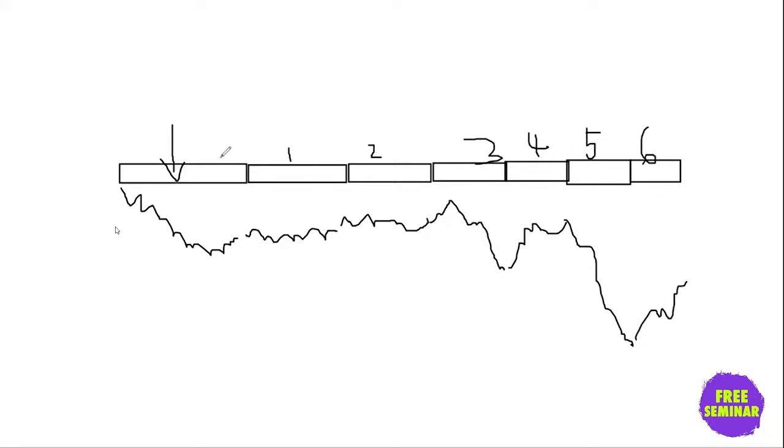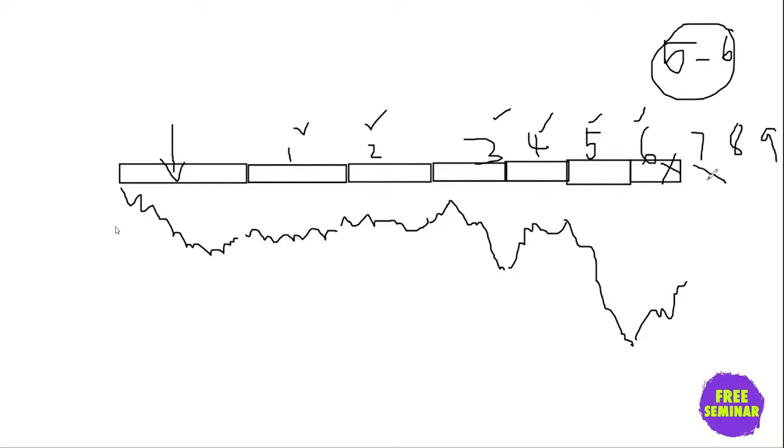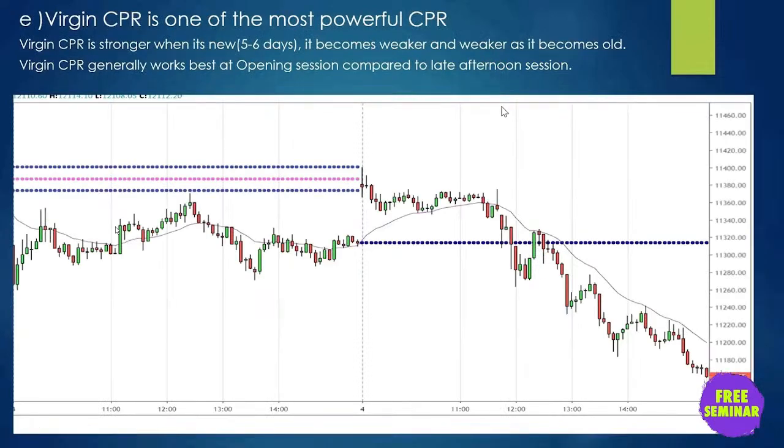Now how many days will you keep marking it? Day 1, day 2, day 3, day 4, day 5, day 6. Will you keep marking it forever, saying it is still valid? No. That is what I said: up to 5 to 6 days only I mark it. If price did not enter inside that virgin CPR even after 5 to 6 days, from the 7th day onwards I don't mark it. I leave it, because virgin CPR is very strong when it is new, within 5 to 6 days. After that, it becomes weaker and weaker. That is what I mentioned in the slide. I'll show you with the chart again in a later slide, but just remember this: virgin CPR is stronger when it's new, and becomes weaker and weaker as it becomes older and older.